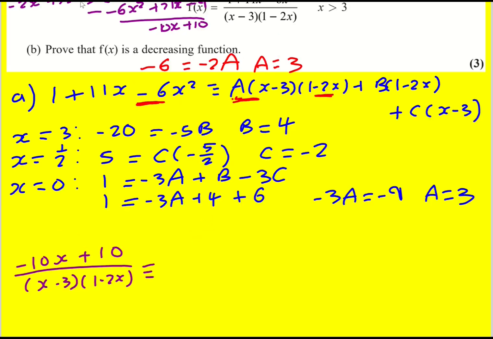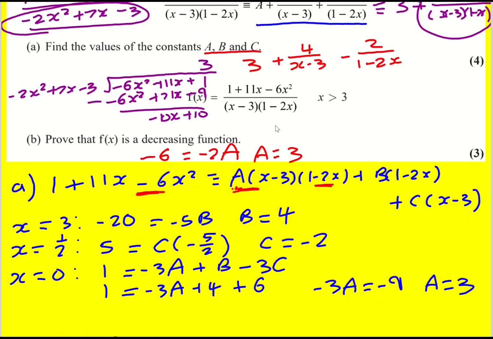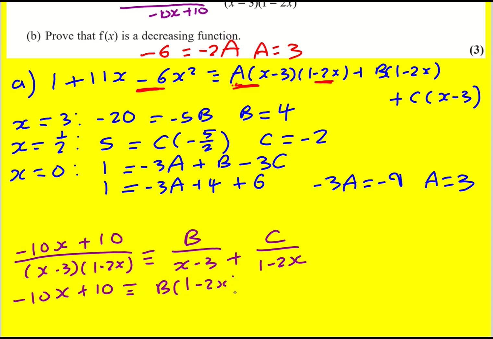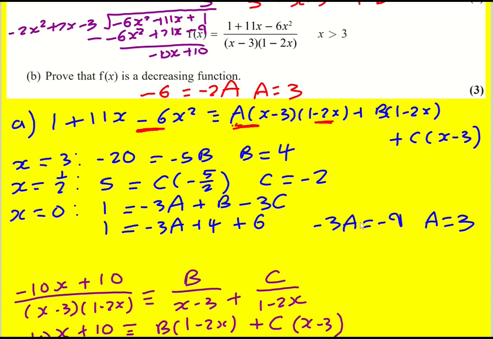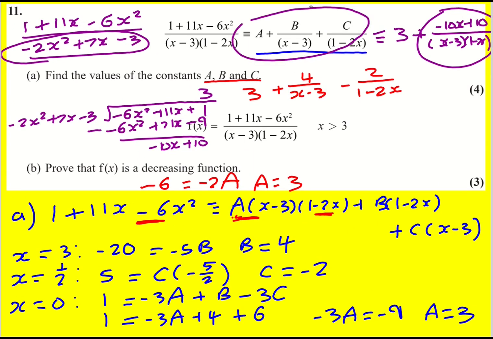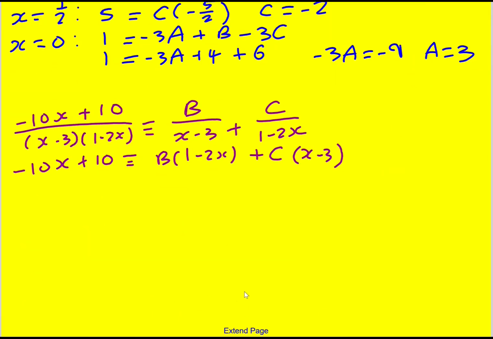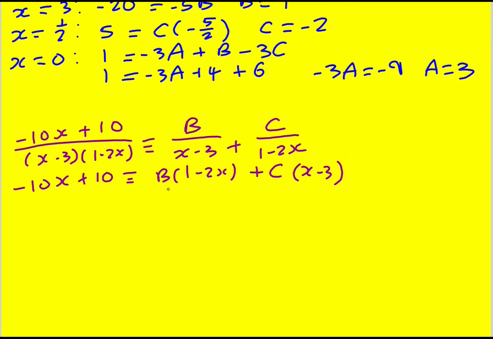So actually, let me change it because it's really going to be b over x minus 3. That's then the same b plus c over 1 minus 2x. Multiply through. So if you weren't given the starting right-hand side, I'd say this is the way to go because you wouldn't necessarily see that you can write it like that. So do the division, then we get to this kind of partial fraction.